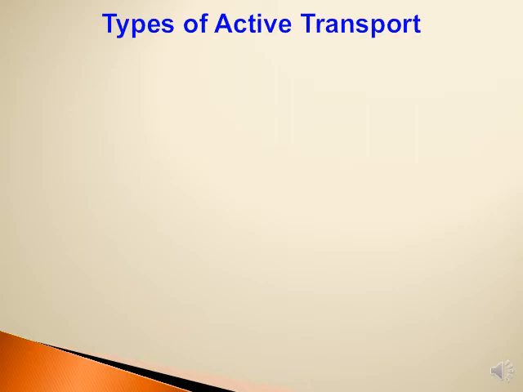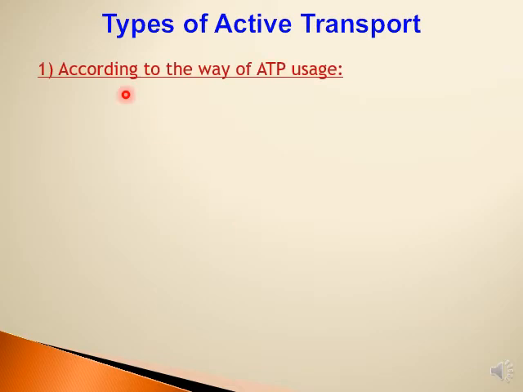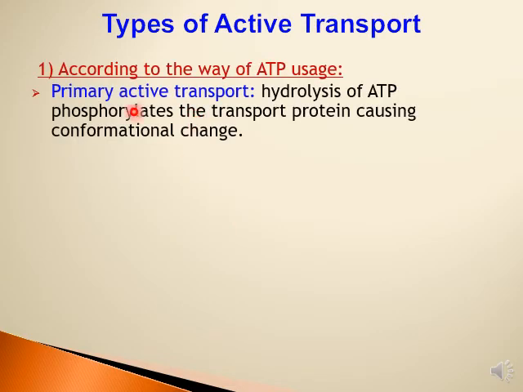So types of active transport or membrane transport, we divide them according to the way of ATP usage as primary active transport, where hydrolysis of ATP will phosphorylate the transport protein, causing conformational change, and this will allow the movement of ions against their concentration gradient.